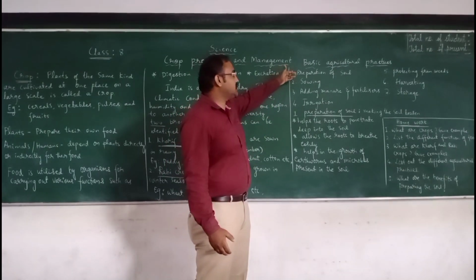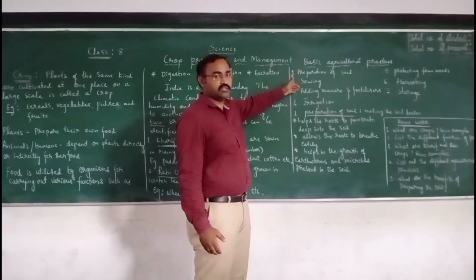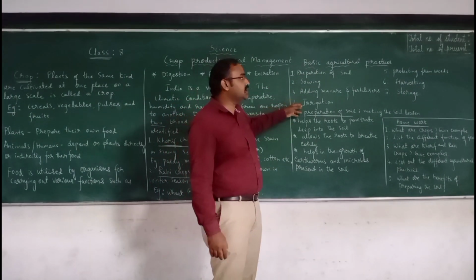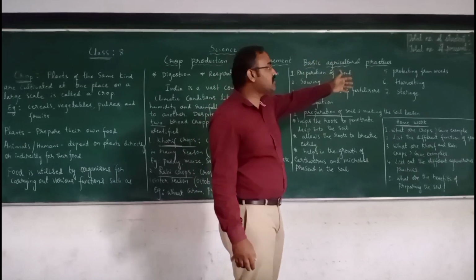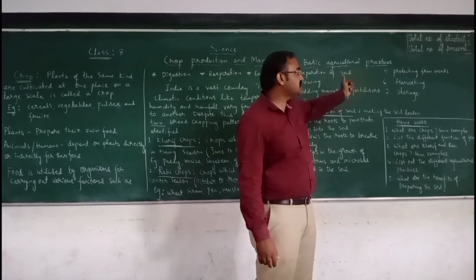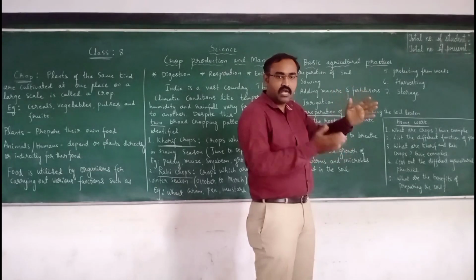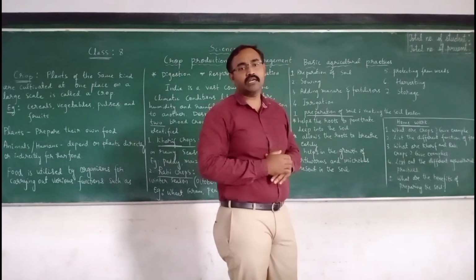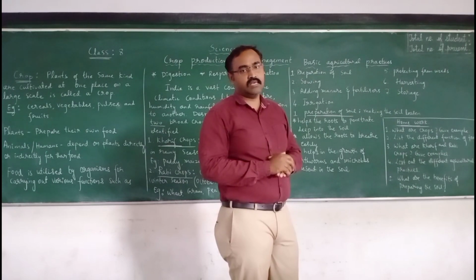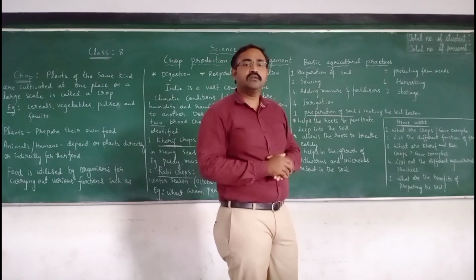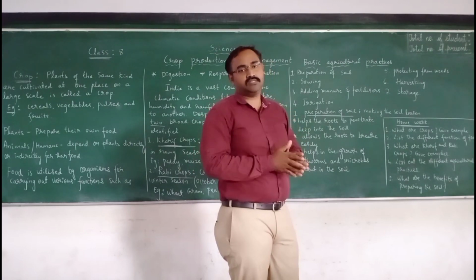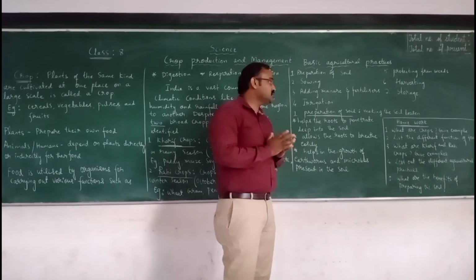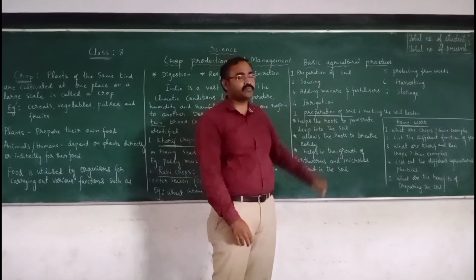After preparing the soil, we need to sow. Then we add manure and fertilizers. Later comes irrigation. Then we have to protect the crop from weeds. Then we harvest the crops and store them. These are the different steps of agriculture in detail. The first step is preparation of soil.